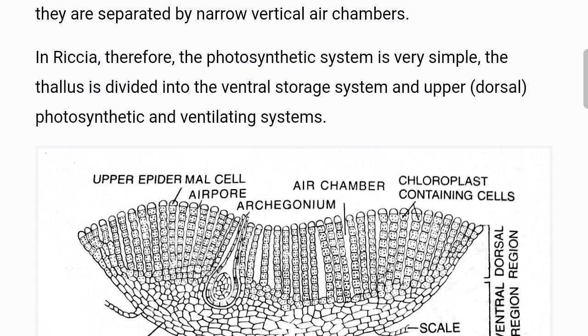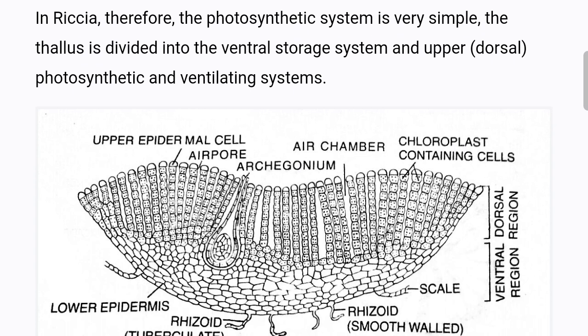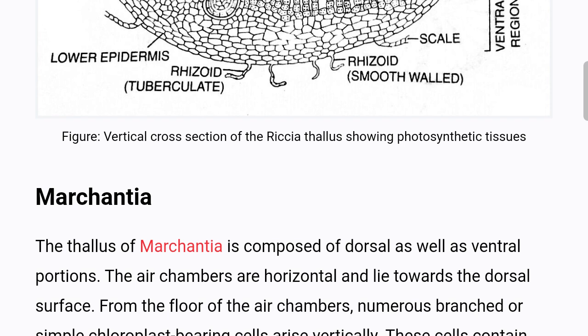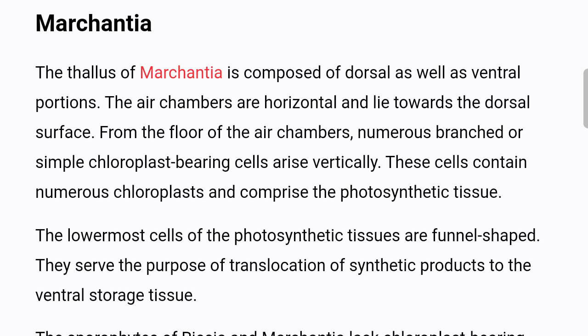In Riccia, therefore, the photosynthetic system is very simple. The thallus is divided into the ventral storage system and the upper, that is dorsal, photosynthetic and ventilating systems. Marchantia: the thallus of Marchantia is composed of dorsal as well as ventral portions. The air chambers are horizontal and lie towards the dorsal surface.